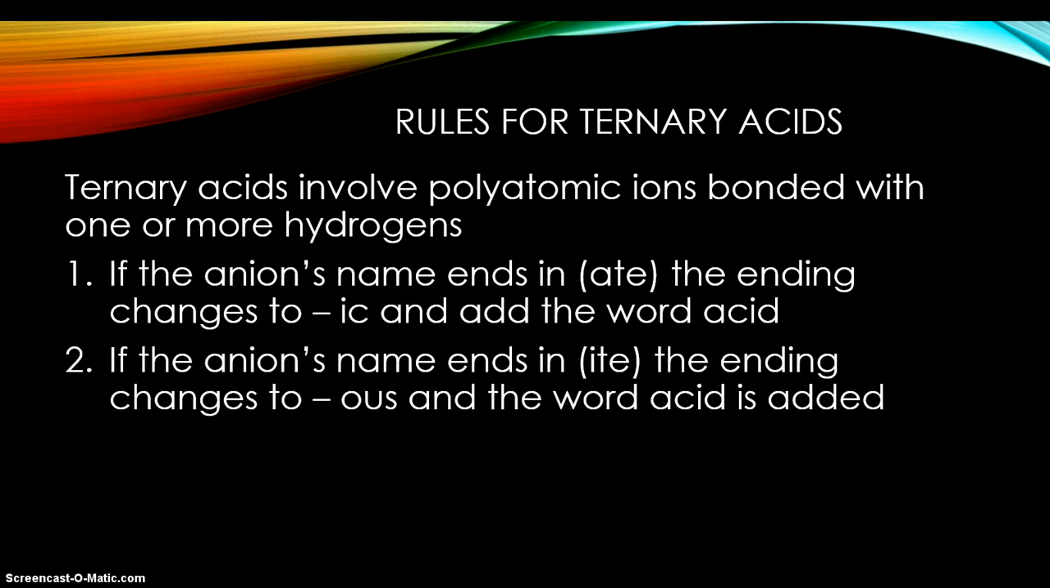The second basic rule is if the anion's name ends in -ite instead of -ate, the ending changes to an -ous ending, and the word acid is added as well. I don't know that we're going to run into a whole lot of these here. The majority of the acids that we're going to deal with in our class are going to have anions that end in -ate, and so they'll have an -ic ending. So I do want you to know the rule, but I don't know that we're going to encounter a whole lot of acids that this is true of.